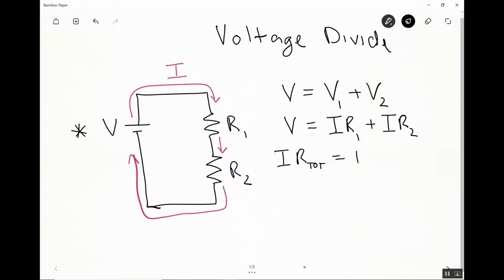And if that equals I R1 plus I R2, you see algebraically you could divide everything by I, the I's cancel, and you get this algebraic relationship that when you have two or more resistors connected in series in a circuit, the total or effective resistance of that arrangement is just the sum of the individual resistors. Like that. Okay, so that's a useful thing to know.